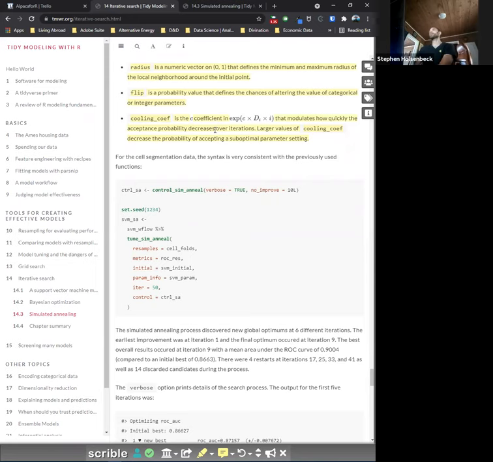Or if you don't really know and you still want that to be tuned, you could put it as 0.5. And then the Kuhn coefficient is C in the equation that modulates how quickly the acceptance probability decreases over iterations. So it decreases the probability of accepting a suboptimal parameter setting.